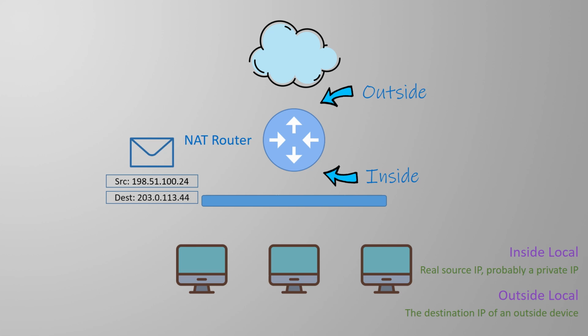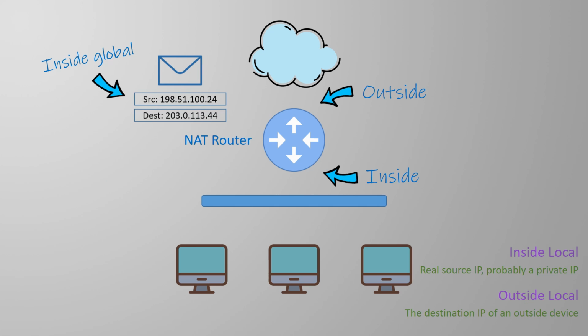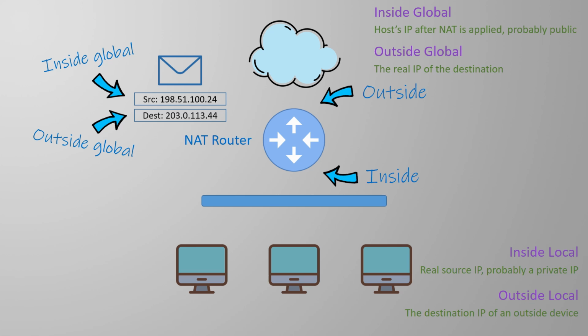After a packet has a NAT rule applied, different terms are used. The source IP address is called the inside global address. This is our host's IP address after it has been translated. For internet access, this is now likely a public IP. The outside global IP is still the destination address. This would only change if we configured destination NAT, which is not the case in this example.